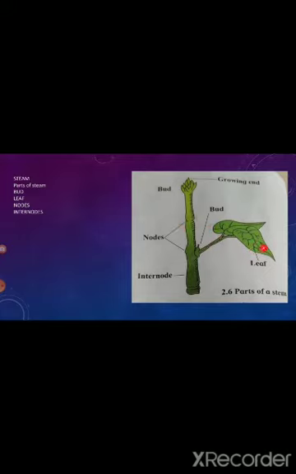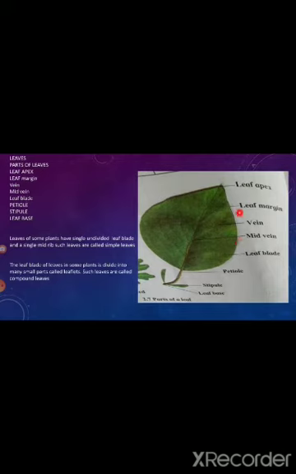Now we are going to learn the parts of leaf. So let's start. Here is leaf part. Leaf apex, leaf margin, vein, mid-vein, leaf blade, petiole, stipule and leaf base are all the parts of leaves. This upper end is called the leaf apex.